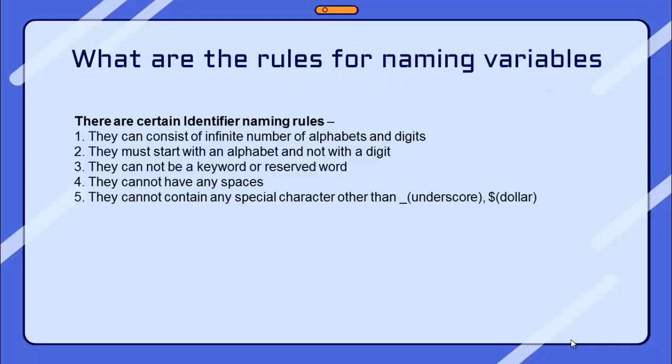What are the rules of naming a variable? They can consist of any number of alphabets and digits. They must start with an alphabet and not with a digit. They cannot be a keyword or a reserved word. They cannot have any spaces. They cannot contain any special characters other than underscore and dollar.